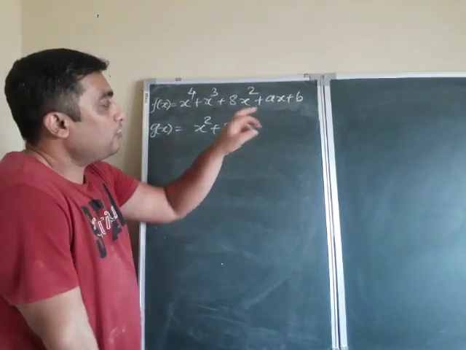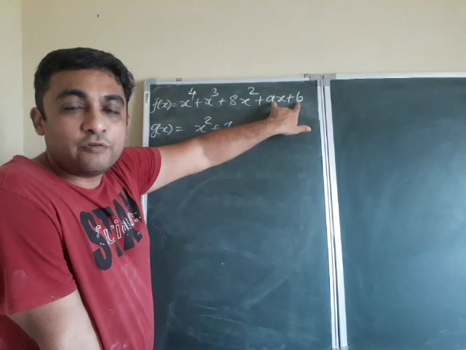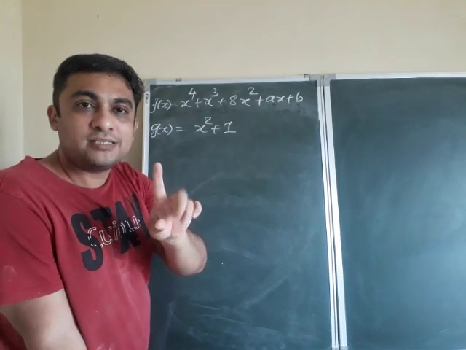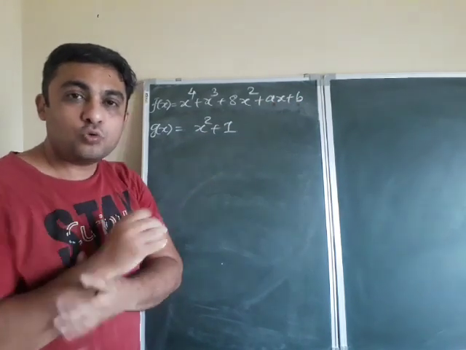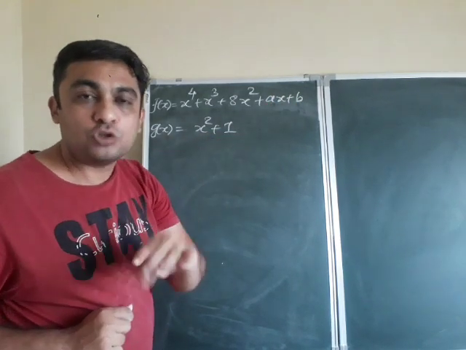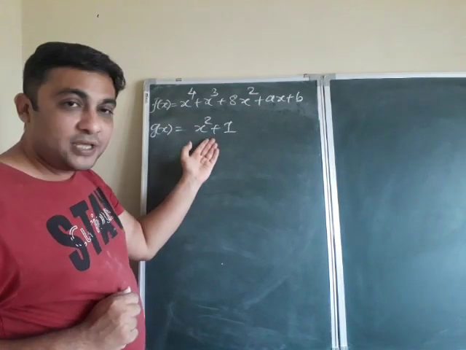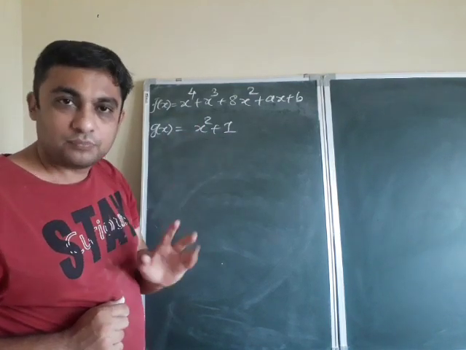Ready? See, you have to find the value of a and b. Here the two unknowns are given. What are the two unknowns? One unknown is a and the other unknown is b. So two unknowns are given. You have to find the values of these unknowns in such a way that your polynomial would be divisible by x square plus 1.